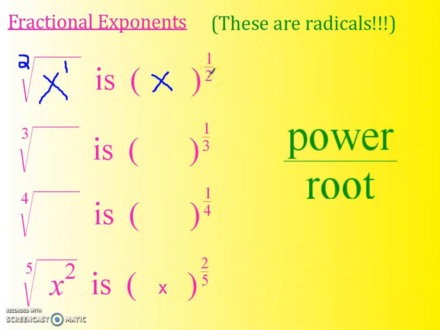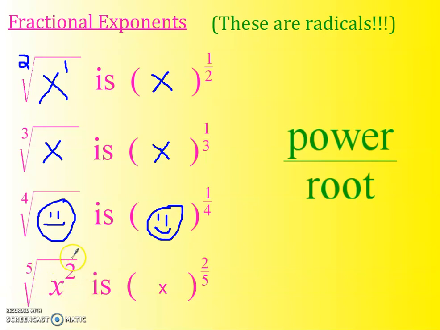The root on the bottom is your index on your radical. So if we have the cube root of x, it's the same thing as x to the 1/3 power. We can put anything inside. The 4th root of smiley face is the same thing as smiley face to the 1/4 power. All right, so if you look at this next one, we have the 5th root of x squared. So write your x and then raise it to the 2/5 power. Remember, roots on trees go down. So roots with fractional exponents are on the bottom. The index goes on the bottom.